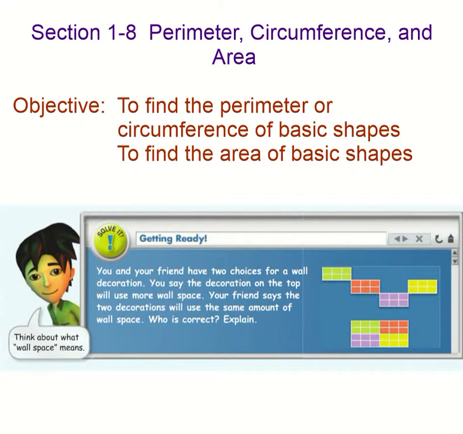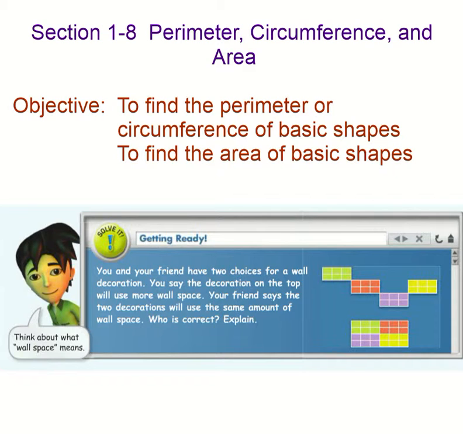Today we are going to learn about Section 8 of Chapter 1 of Geometry. Our topic today is perimeter, circumference, and area. So our objective is to find the perimeter or circumference of basic shapes and to find the area of basic shapes.